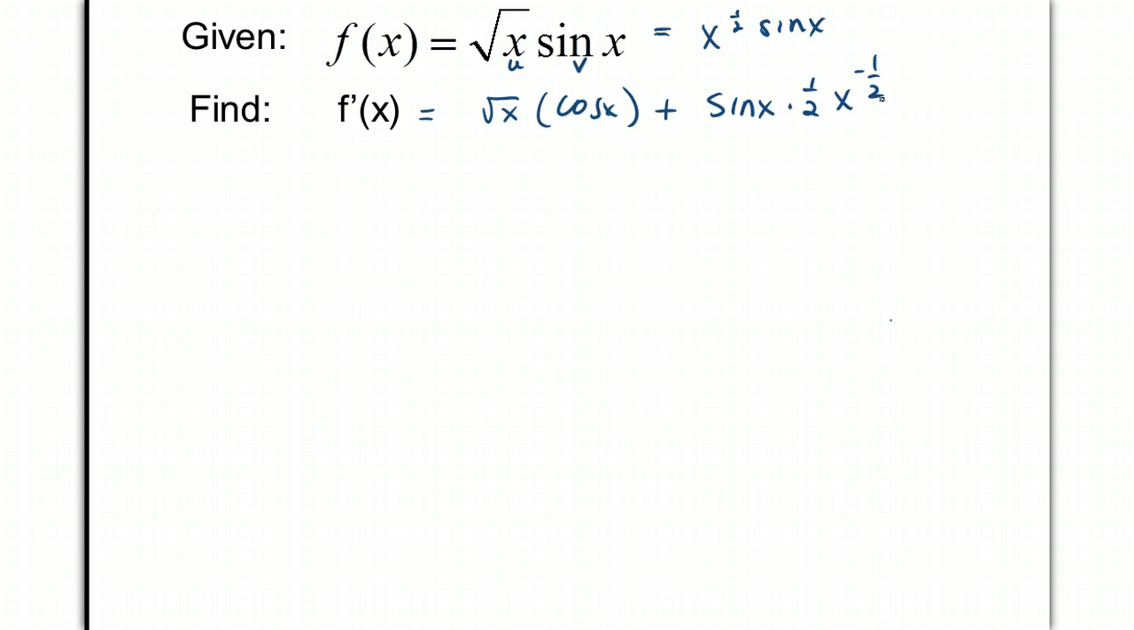Now we need to simplify that. So if we continue on, we've got root x cosine of x plus, and I can put the sine of x up top in the numerator and 2 and either x to the 1/2 or root x in the denominator. And there it is.